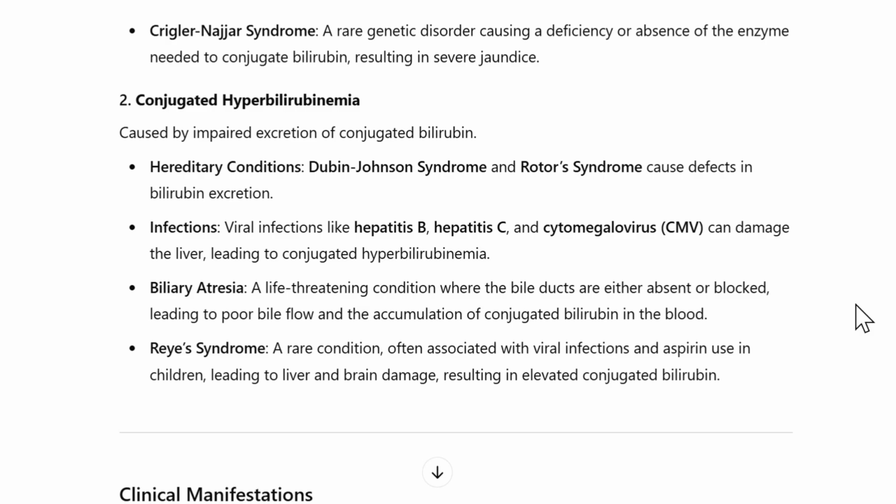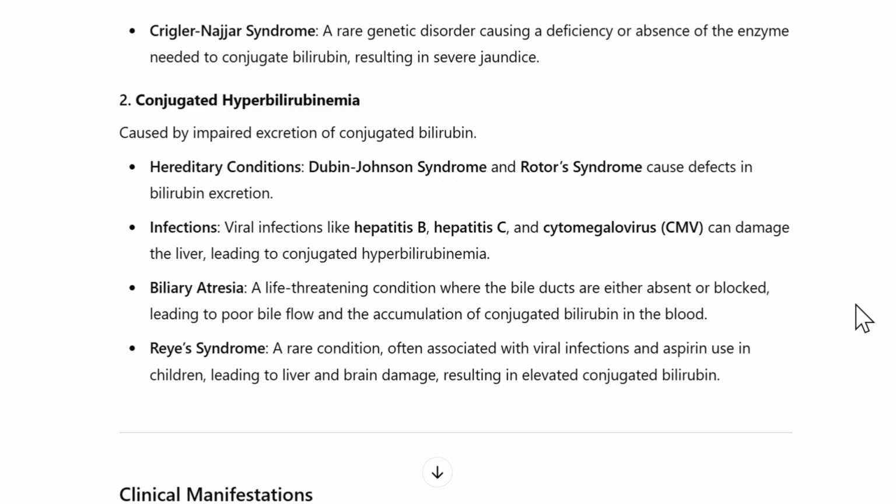Infections. Viral infections like hepatitis B, hepatitis C, and cytomegalovirus, CMV, can damage the liver, leading to conjugated hyperbilirubinemia. Biliary atresia, a life-threatening condition where the bile ducts are either absent or blocked, leading to poor bile flow and the accumulation of conjugated bilirubin in the blood.